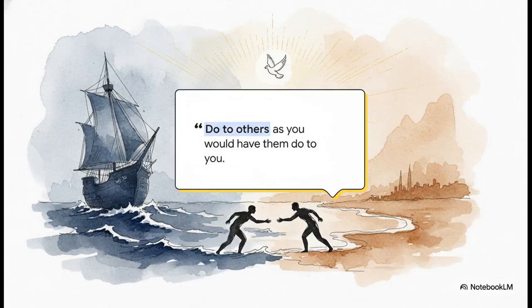But before we get into the cold economics of a system that quite literally treated human beings as cargo, let's ground ourselves first. Think about this fundamental baseline of human empathy and morality found in Luke 6:31, do to others as you would have them do to you. I want you to just keep that simple, powerful principle in the back of your mind as we go through this explainer, because measuring history against that specific standard is going to frame everything we talk about today.